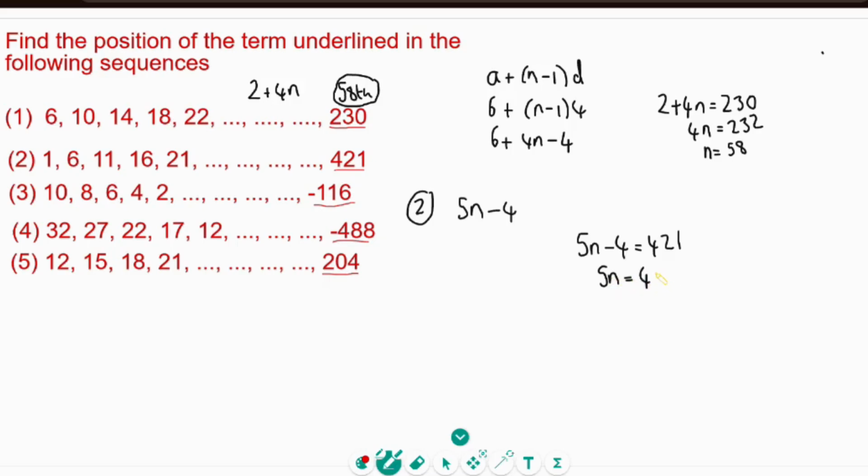Add 4 to both sides. Divide both sides by 5. Gives us 85. So 421 is in the 85th position. Question 3. Nth term is minus 2n plus 12.